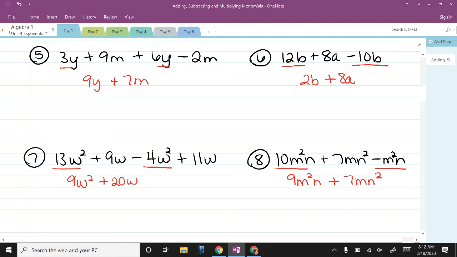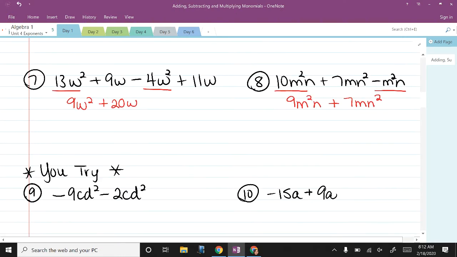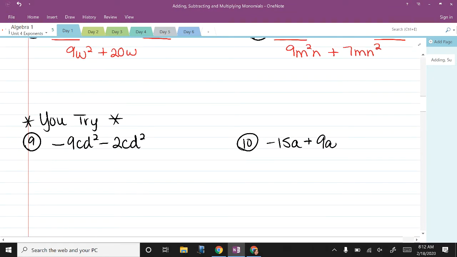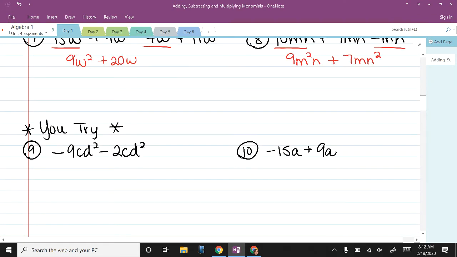Is that okay with everybody? Any questions on combining like terms so far? You try those. And yes, they're easy. Bitty baby. And we're going to get in some exponent rules next.